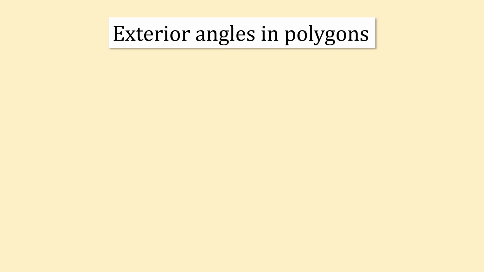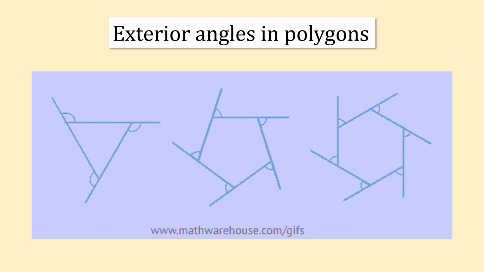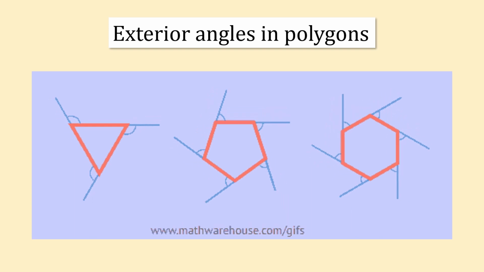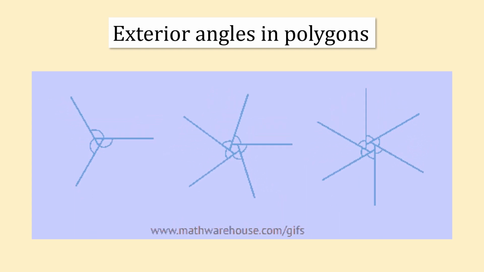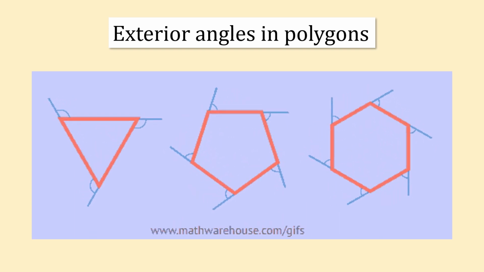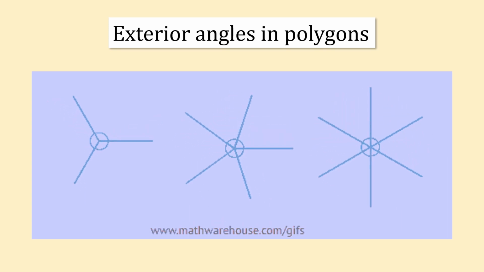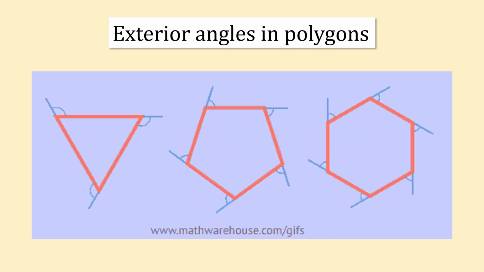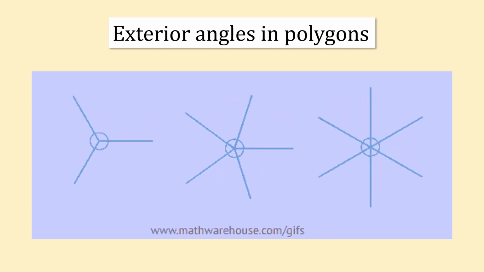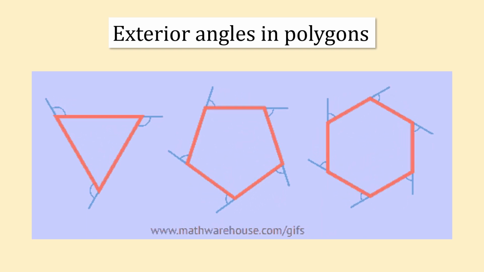So the first thing we're going to look at is the angles outside a polygon, or the exterior angles of a polygon. So I'm going to click to reveal an animation, and I just want you to look at what's going on. Okay, so in each of these images, these are all polygons. These are all regular polygons, in fact. So we've got an equilateral triangle, a regular pentagon, and a regular hexagon.